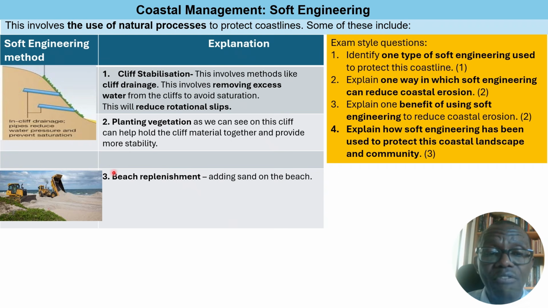And then we have beach replenishment. Beach replenishment, which is also referred to as beach nourishment, is where you artificially add sand onto the beach. And of course, by doing that, you then end up with a much wider sandy beach that will protect that particular coastline. Now, of course, we can talk about some costs and benefits of these methods of soft engineering.